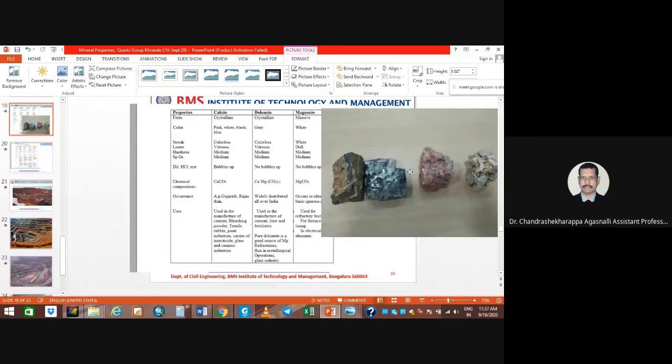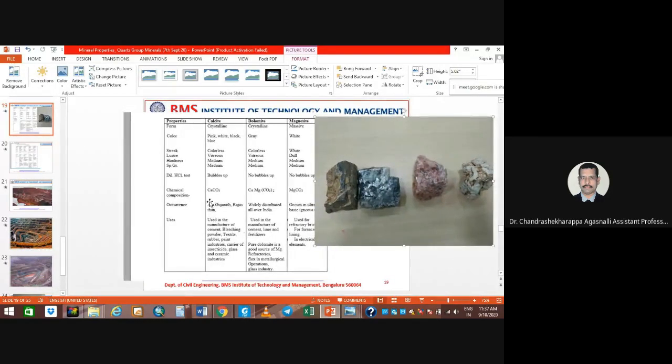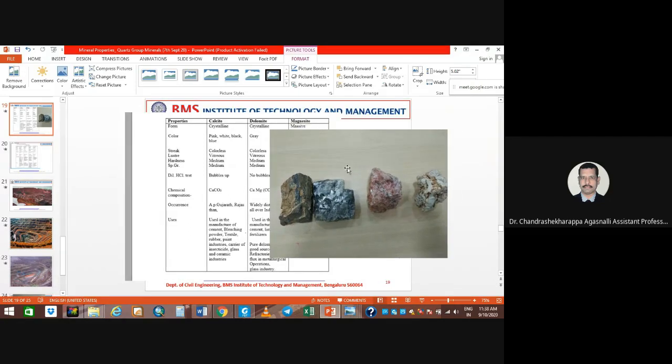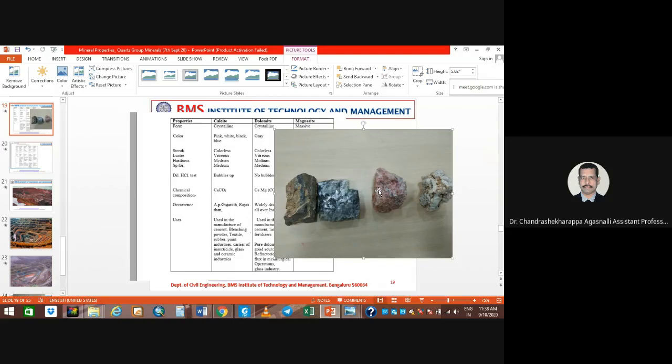Yeah, it's rich in calcium carbonate. These two are, and magnesite is rich in magnesium, and dolomite is rich in magnesium. Generally we use this for the manufacturing of cement. Limestone is the source of raw material for manufacturing cement, and in that there will be calcium as well as dolomite along with it.